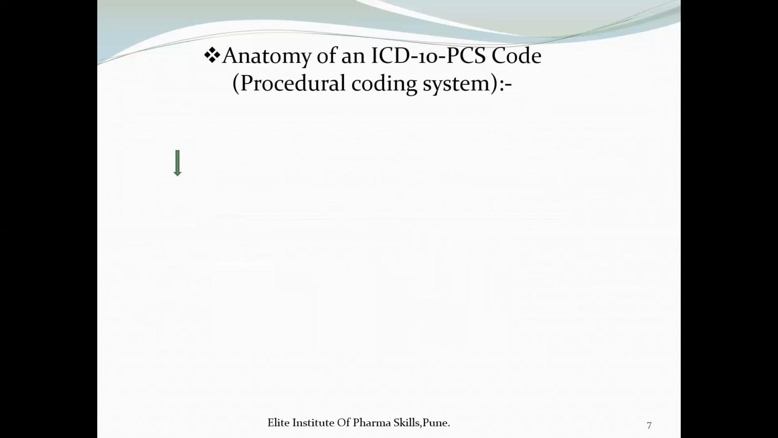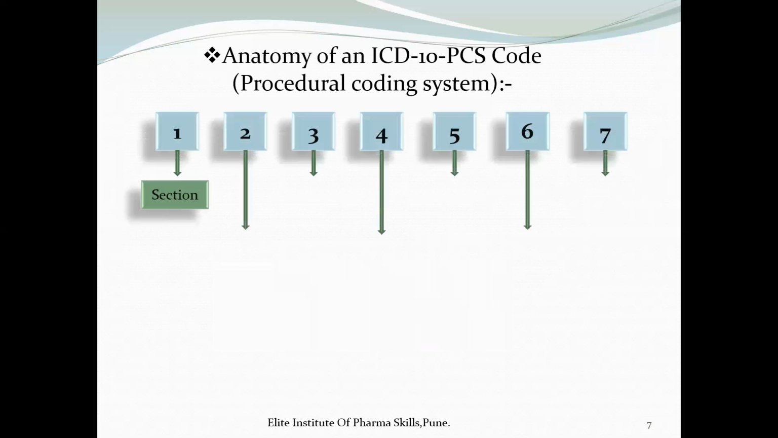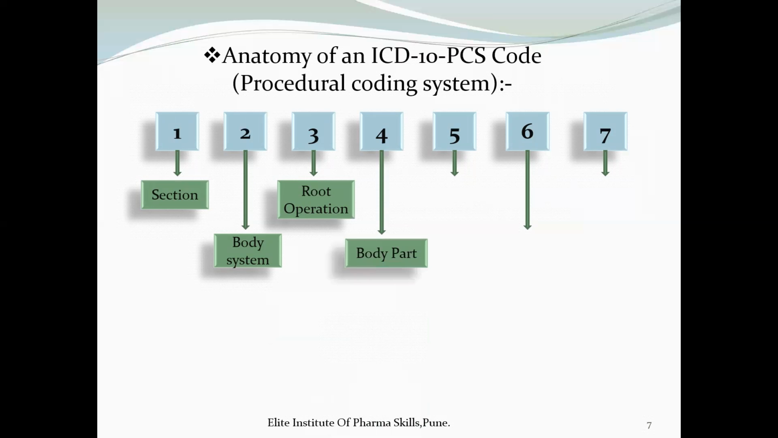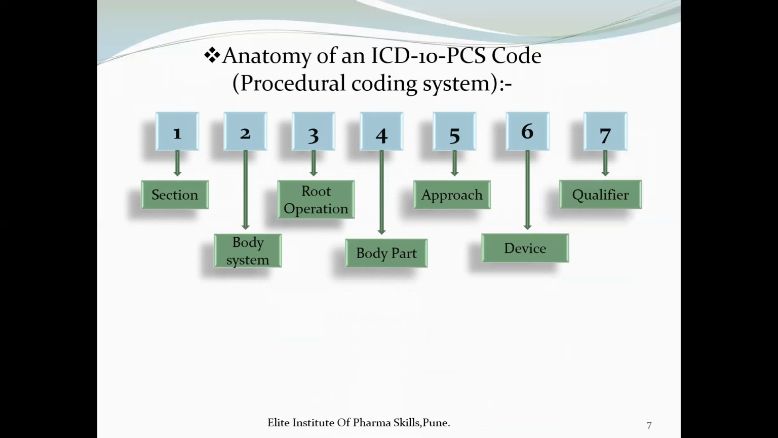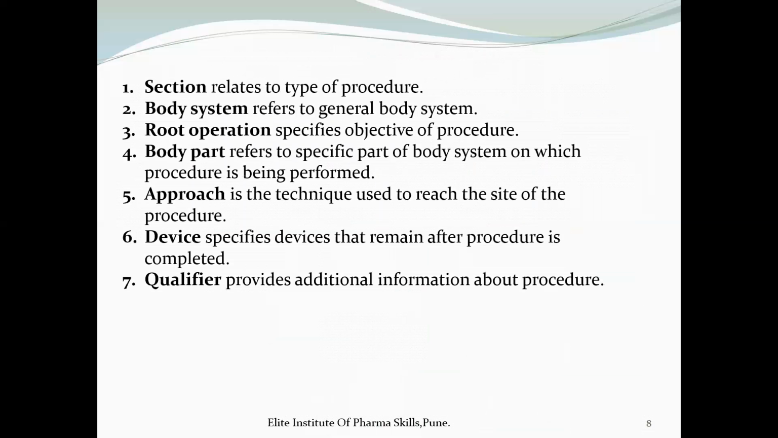Now we'll see the anatomy of an ICD-10 PCS code, that is procedural coding system. The first stands for section, the second for body system, third for root operation, fourth for body part, fifth for approach, sixth for the device, and seventh for qualifier. Now we'll see the detail of the 7 alphanumeric characters.